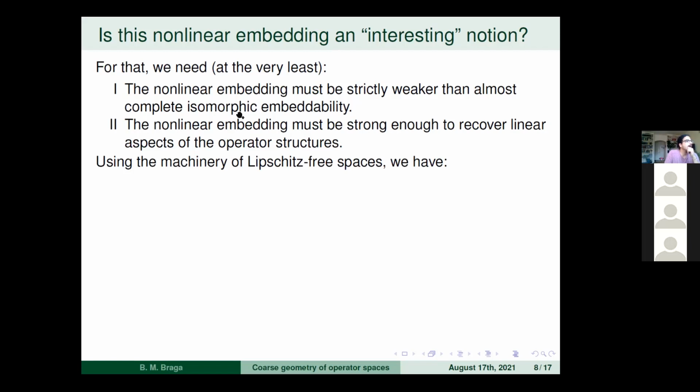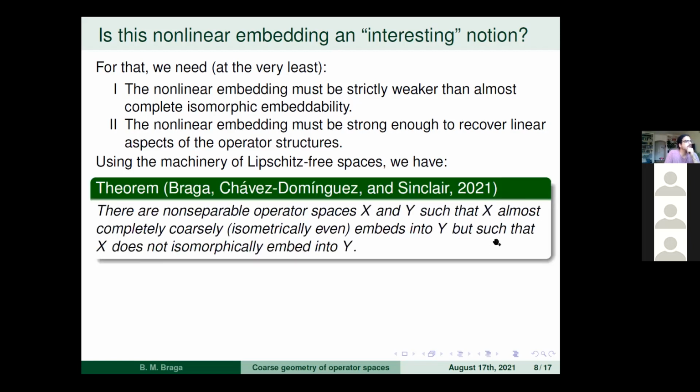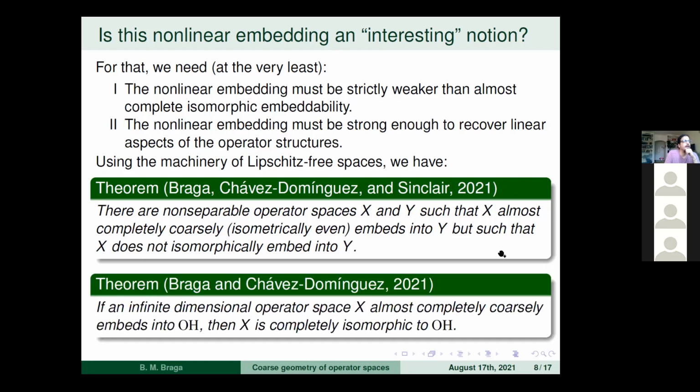But for item 1, using the machinery of Lipschitz free spaces, we can actually come up with examples of operator spaces X and Y, so that X almost completely coarsely embeds into Y, but X does not embed into Y, not even as a Banach space. So in particular, it does not embed almost completely isomorphically either.